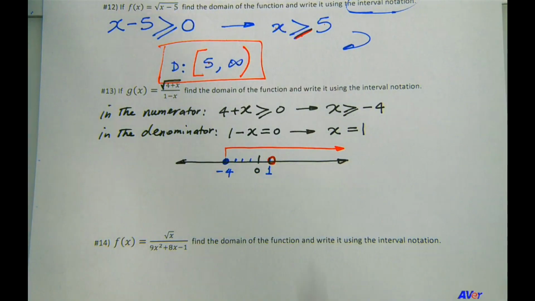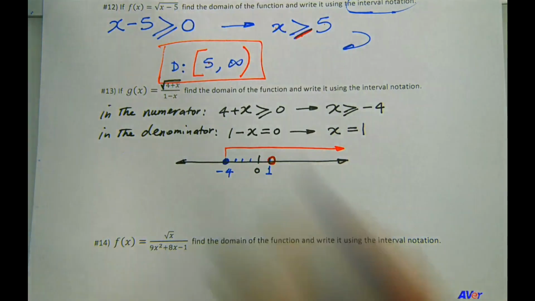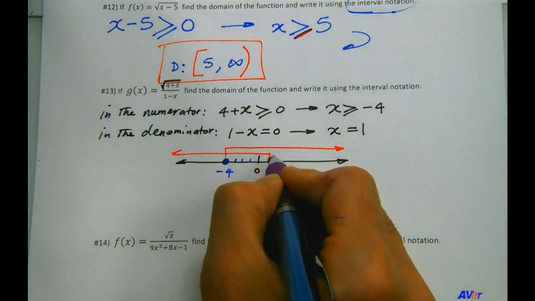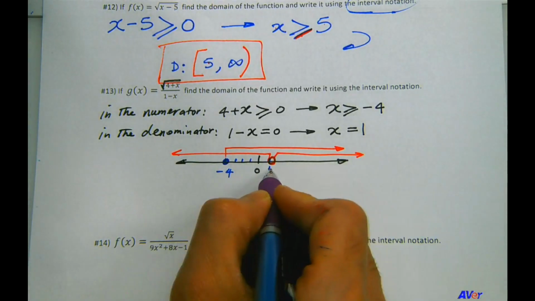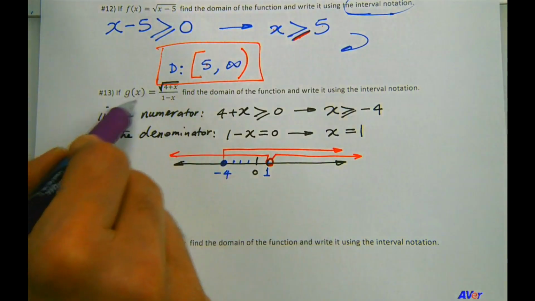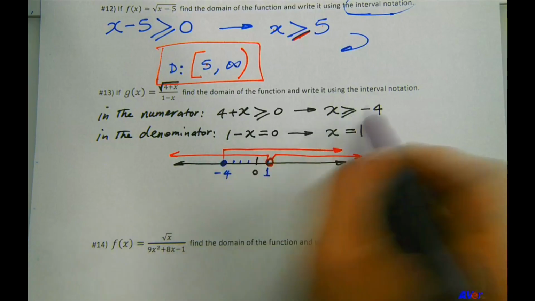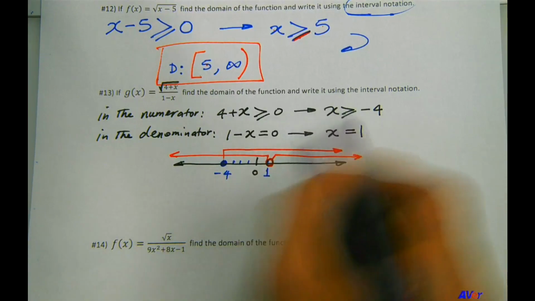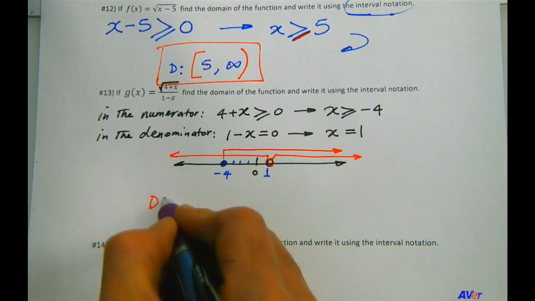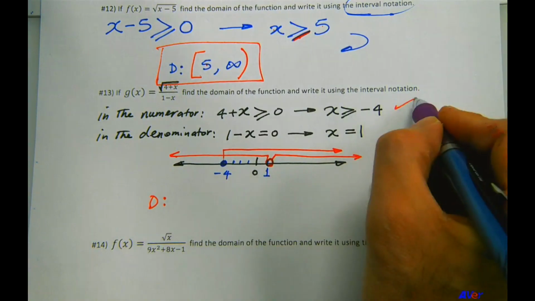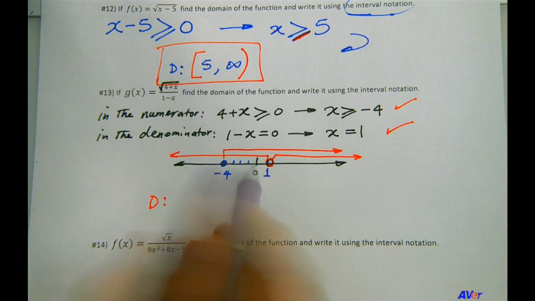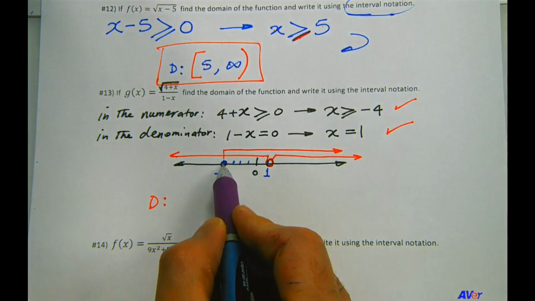Okay? So where do they overlap? Because this denominator says that is okay, but 1 is not okay. So the final domain for this function, g, is wherever both of those conditions, both of those restrictions overlap. So we need to write the domain so it satisfies the numerator and it satisfies the denominator. Let's do that. So the overlapping piece is from -4 to 1.